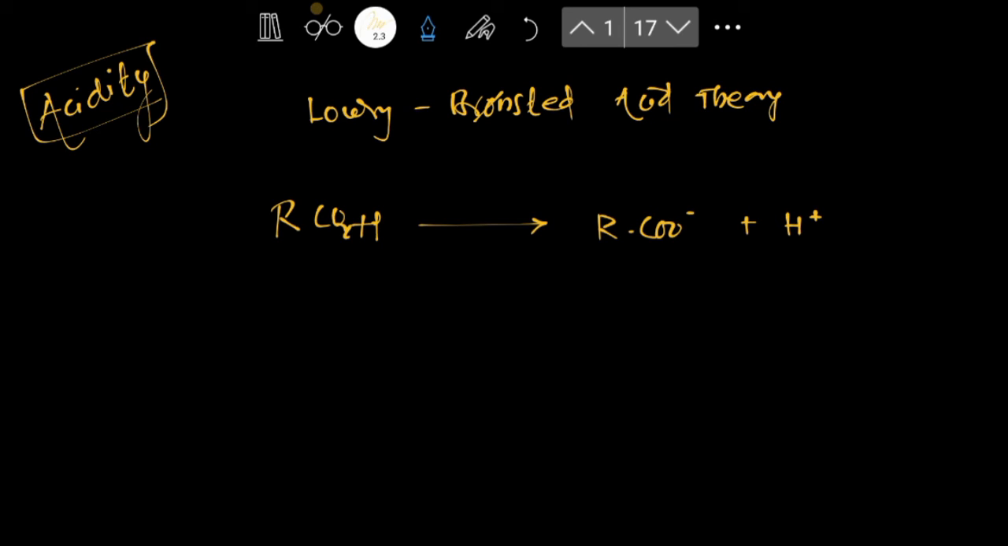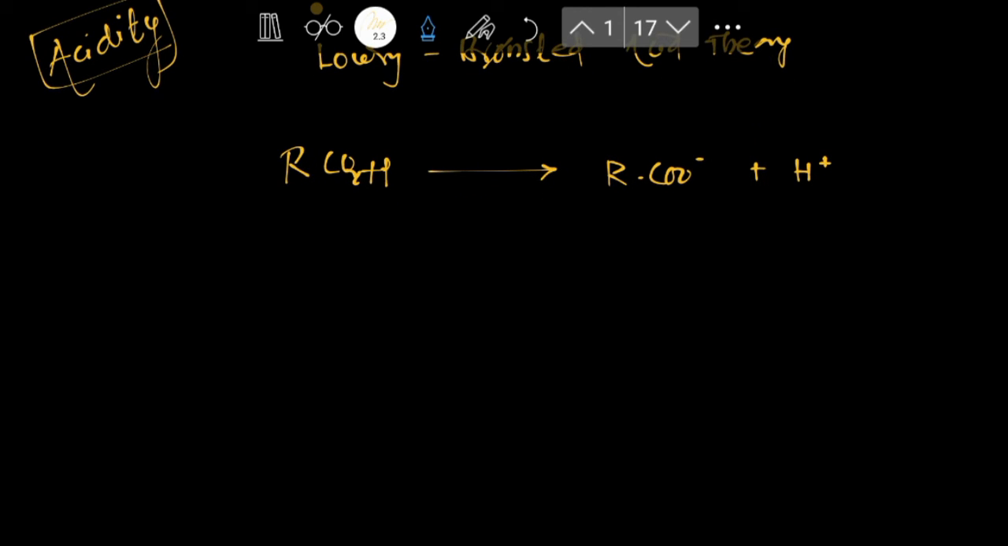And one can say carboxylic acids are not particularly strong in acidic strength. Its total acidic strength depends upon the substituents attached to the carboxylic group. So here I have some examples. For example, I have acetic acid, CH3COOH.